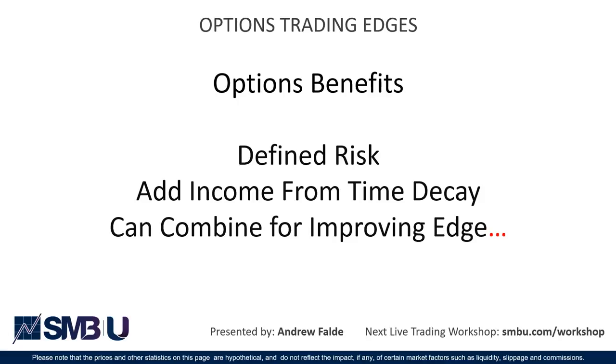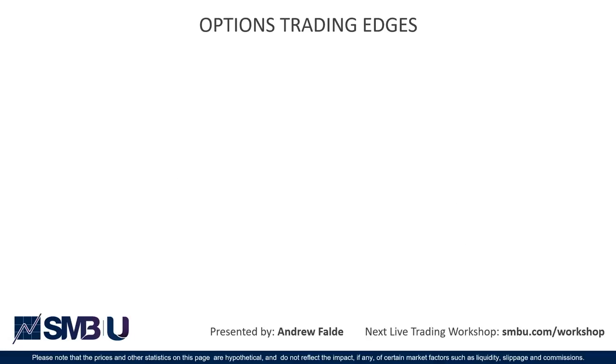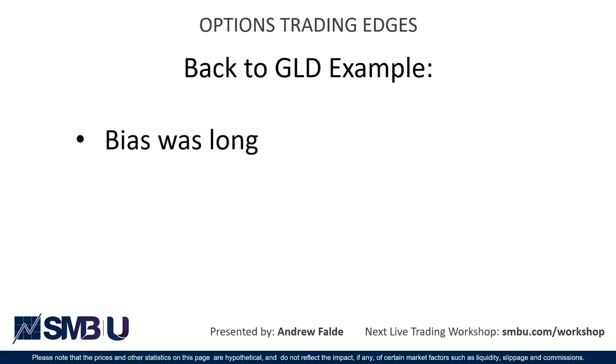And then, this is where it gets to the fun stuff, we can combine them for improving our probabilities and improving our edge. So let's take a look at that. We're going to go back to the gold example for this. Our bias was long, so we're going to keep a bullish bias. I'm now going to show you what it could look like to have a directional bias, but start to use combinations of options trades. I've now shown you the individual pieces, calls, credit spreads, butterflies. We're going to start combining those to express your long bias.